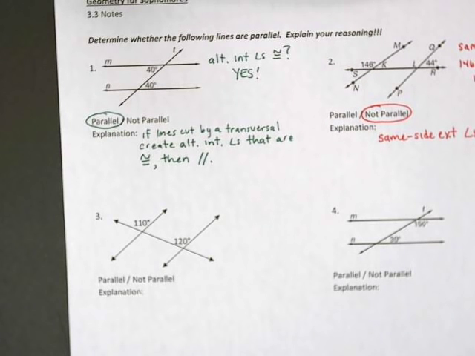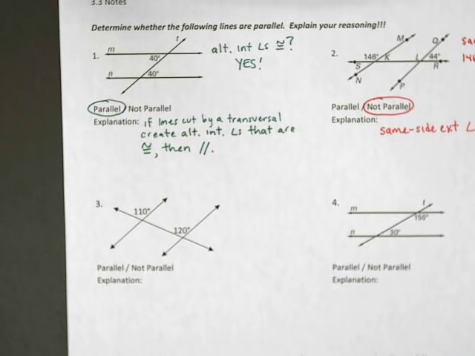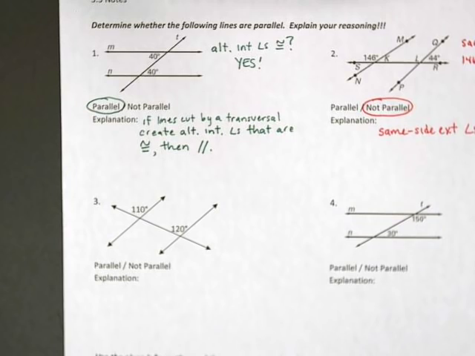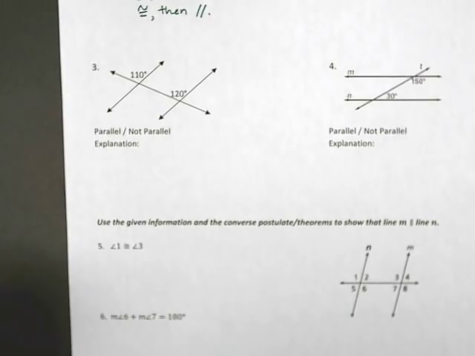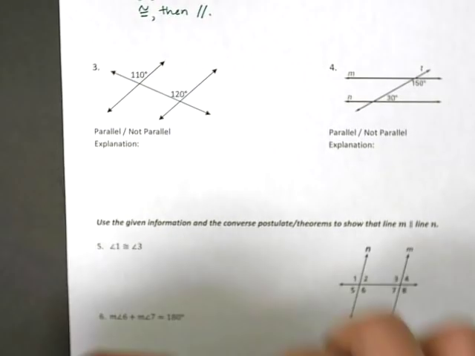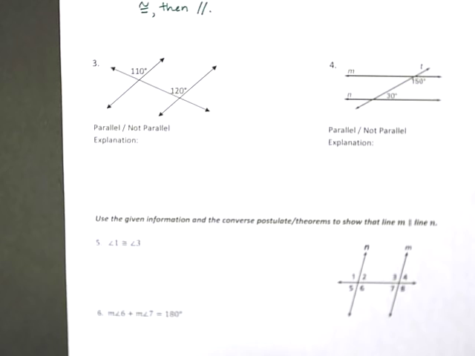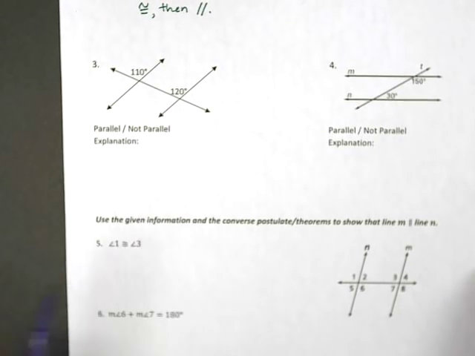Not too bad. Hopefully we're seeing this. Let's do a couple more practice problems and see what's going on. Okay, so in number 3, I see two lines being cut by this transversal. What type of angle pair relationship do I have between the 110 and the 120?